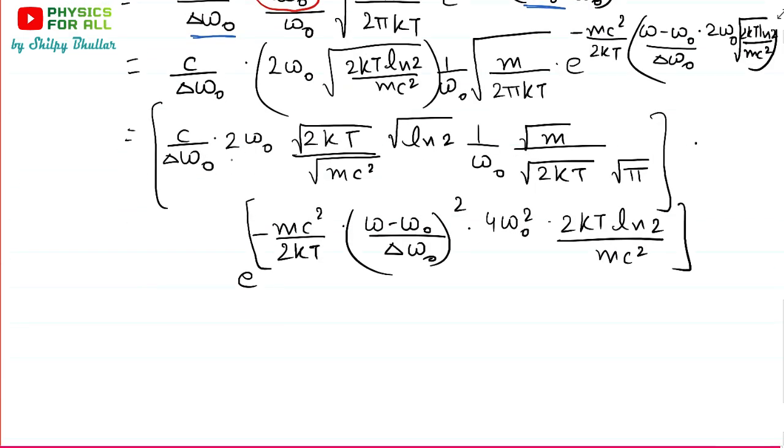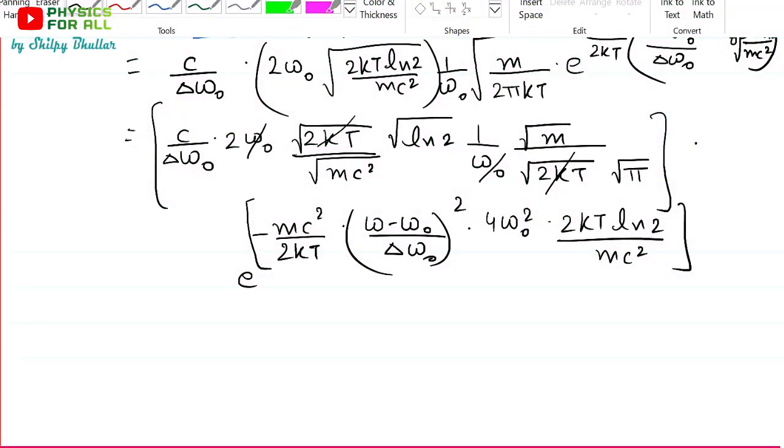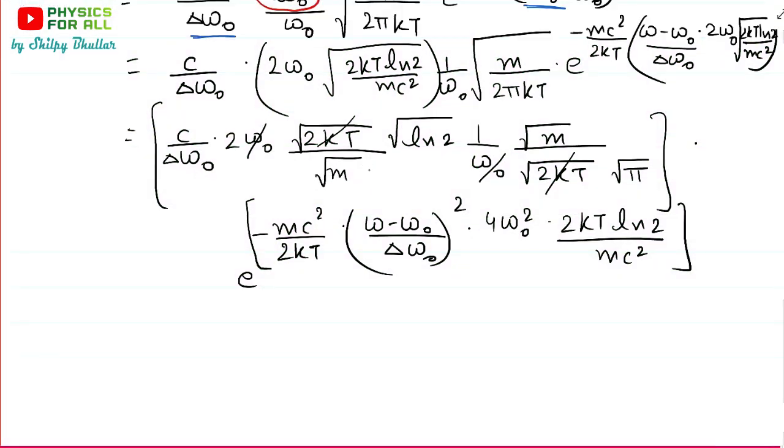First, let's cancel out the similar terms. Here this omega naught gets cancelled here, then this 2 kt here. Even here I can write them separately. Let me do that. Root m and root c square. Okay, so this root m also gets cancelled, and then here in the power of exponent, this 2 kt gets cancelled with this 2 kt, then mc square gets cancelled with this mc square, and then that's it. So now let's write down what is left.